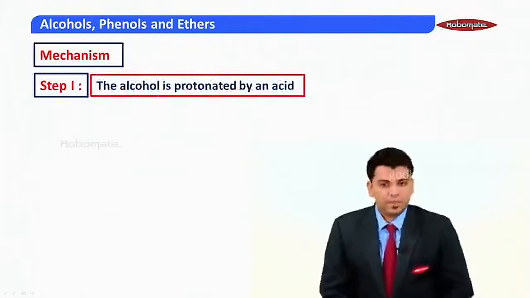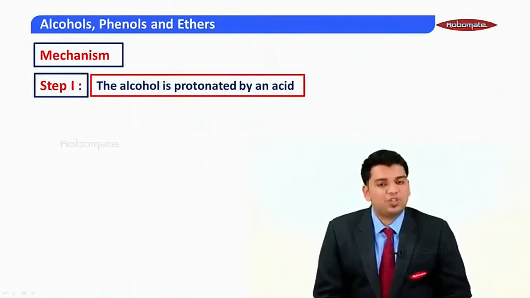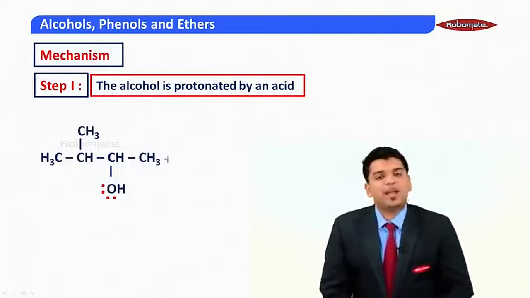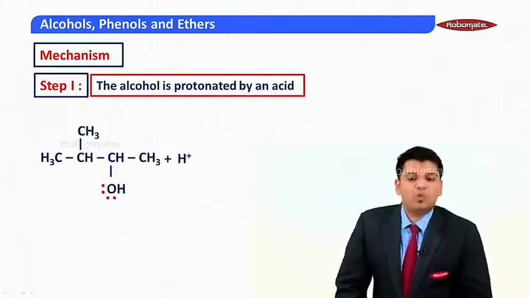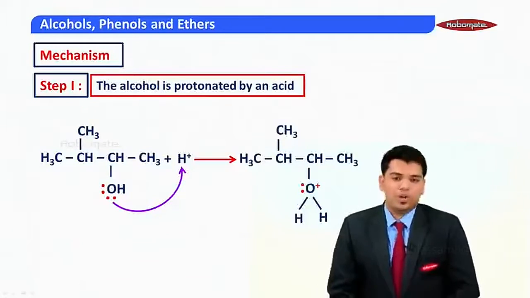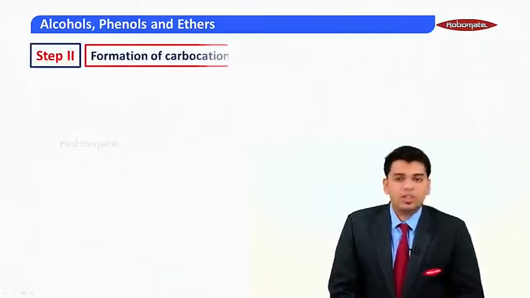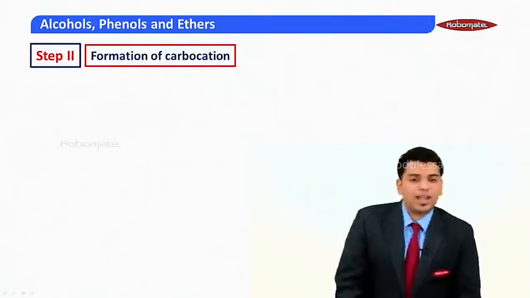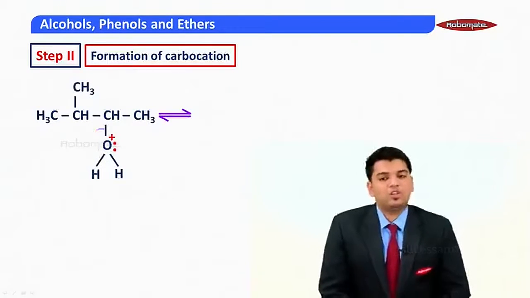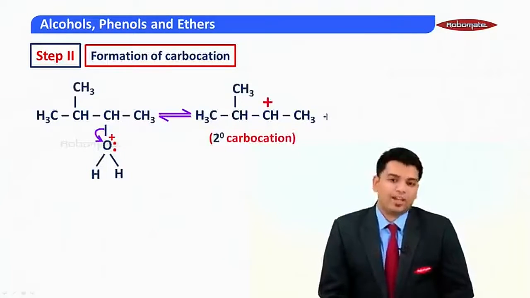Step 1. The alcohol is protonated by acid. HI dissociates to give H plus and I minus. This H plus in turn protonates the alcohol. H plus is attacked by the lone pair from OH, and thus we get protonated alcohol. Oxygen here has a positive charge and is highly unstable. So in the next step, we have the formation of a carbocation by the elimination of a water molecule. This results in the elimination of water and we get a 2 degree or secondary carbocation.